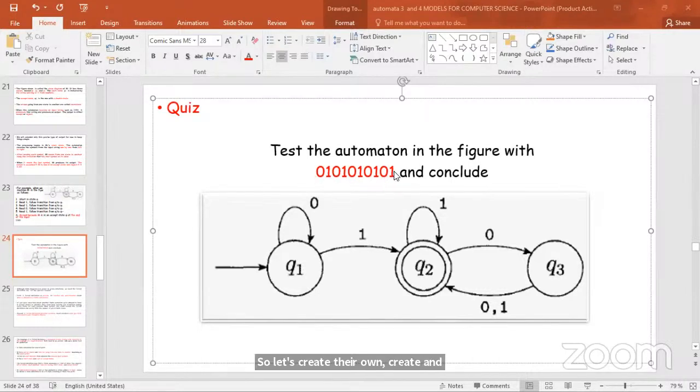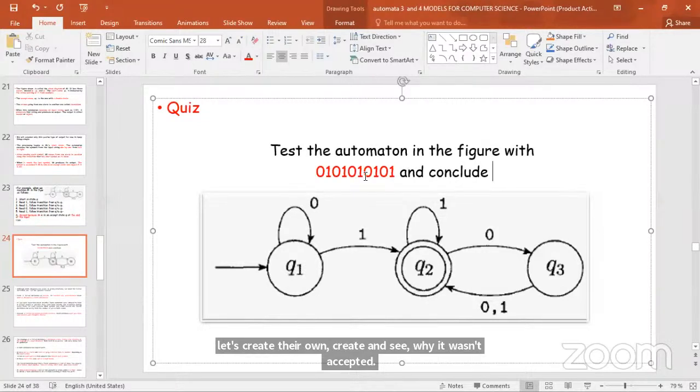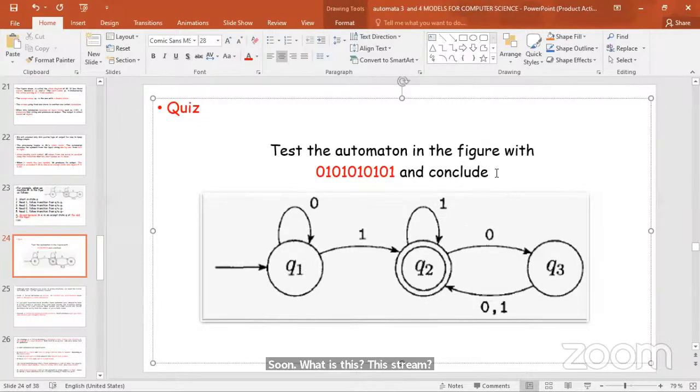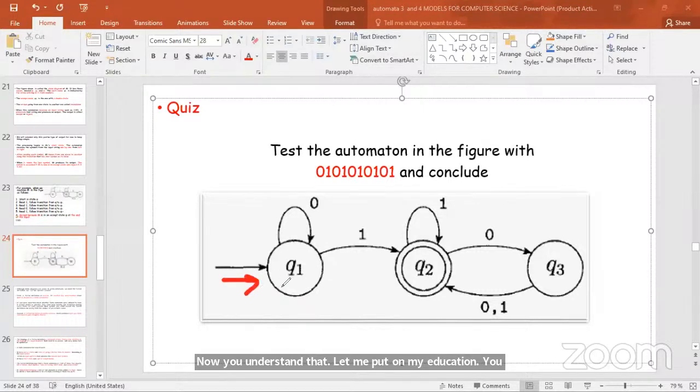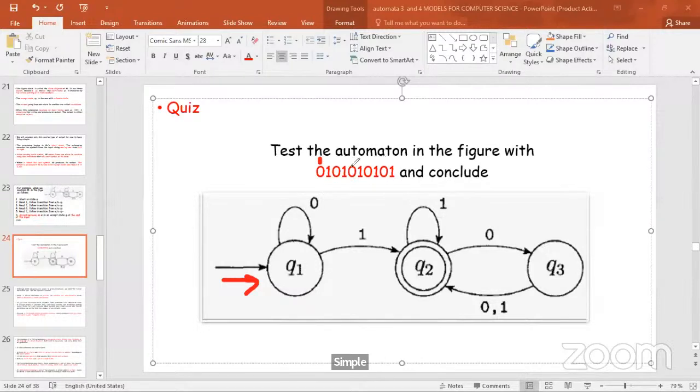So we want to test this string, to see if this automaton will accept it. You understand that Q1 is the initial state, right? When you are at the initial state, you first pick the first symbol of the string, which is 0. You're at Q1, you read 0. You still stay at Q1. The next one is that you read a 1.